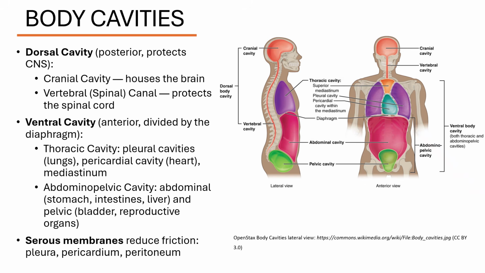Below is the abdominopelvic cavity, the abdominal cavity with stomach, intestines, liver, and kidneys, and the pelvic cavity with bladder and reproductive organs. Serous membranes, pleura, pericardium, and peritoneum cover these organs and reduce friction.